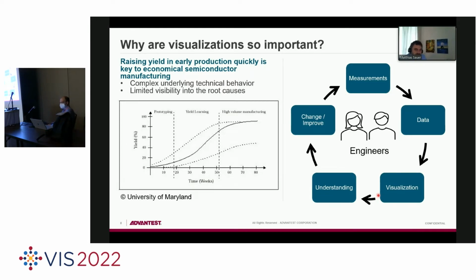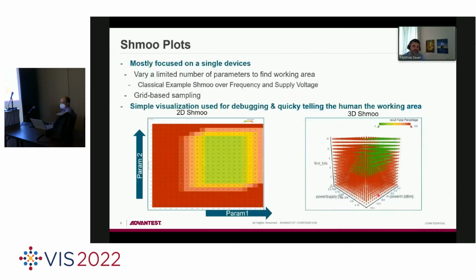So one of the specialities here is that you deal with engineers, you deal with human decision making, and that needs to be assisted and supported as much as possible. One of the classical examples of the kinds of visualizations we have quite often in semiconductors are classical Shmoo plots. Just one of the examples, you see them over and over again.